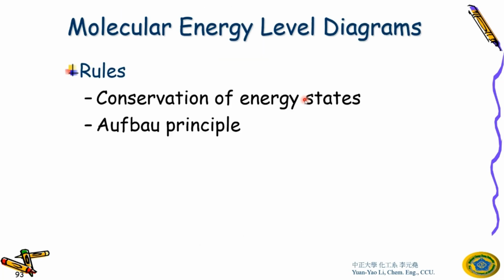So you need to follow two rules for the energy. The previous slide tells us orbital, right? For the orbital, you follow LCAOMO theory. But for the energy, you need to follow two rules. The first rule is conservation of energy states. The second rule is you have to follow the alpha principles. There are 4 rules in the alpha principle, right? So that means that you need to follow this conservation of energy states and alpha principle.